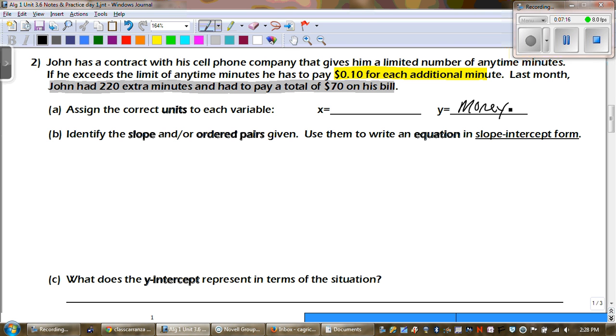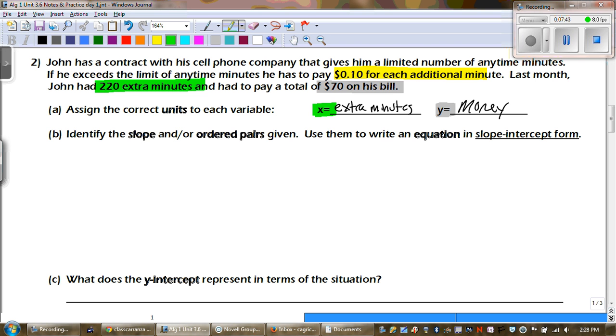Okay, X in this situation, the other thing that they're talking about is extra minutes. Okay, so X is our minutes and Y is our money. So there's our 70 and there's the extra minutes.